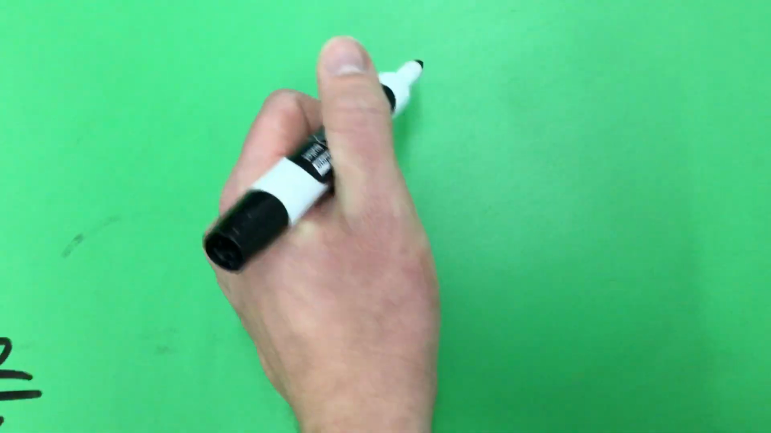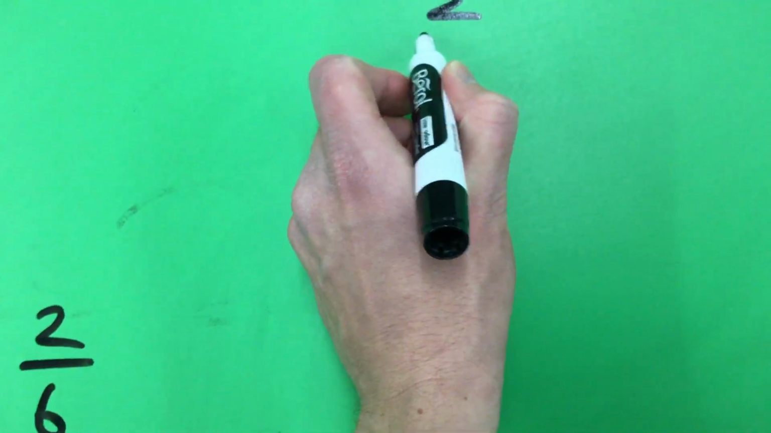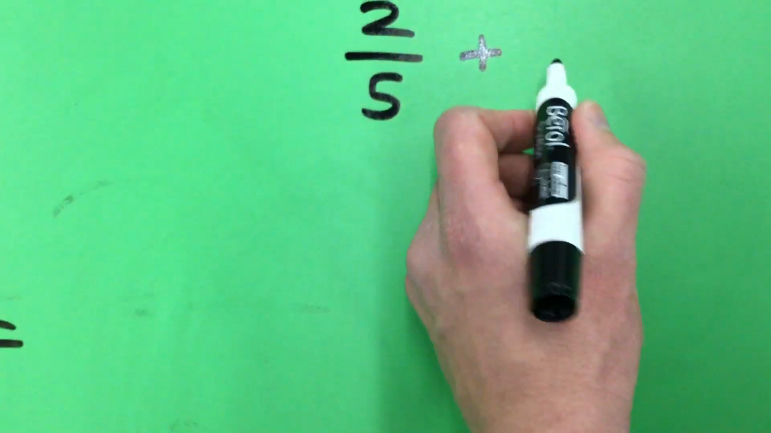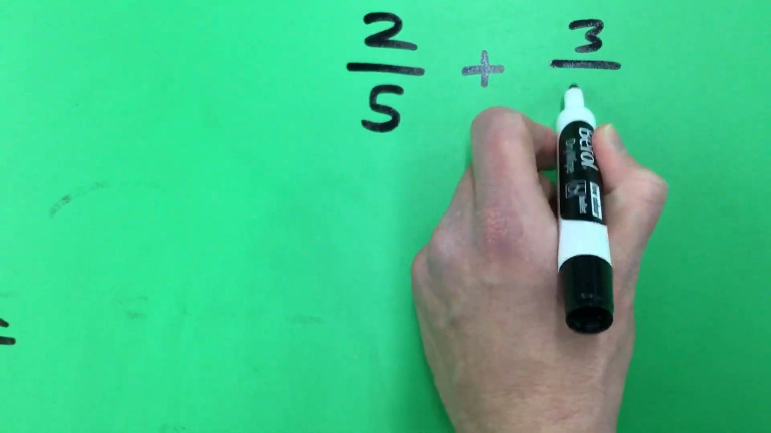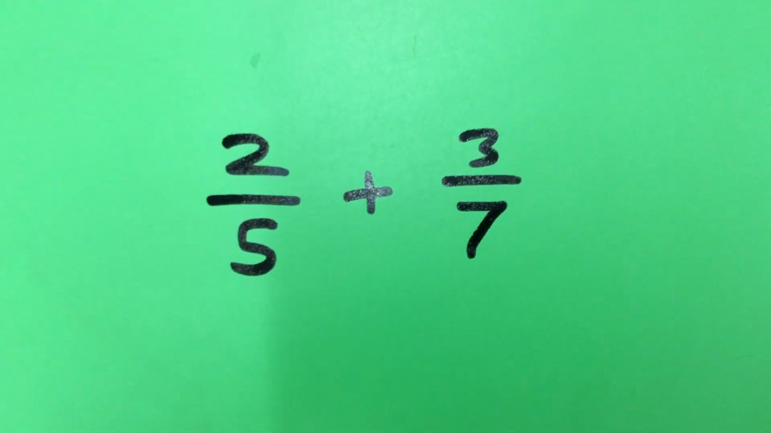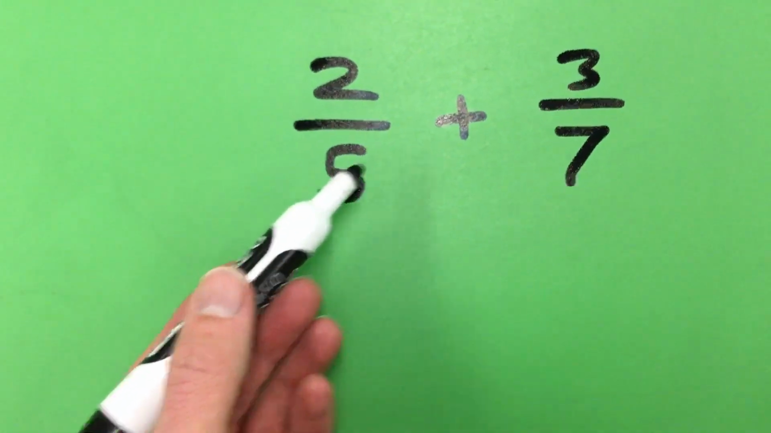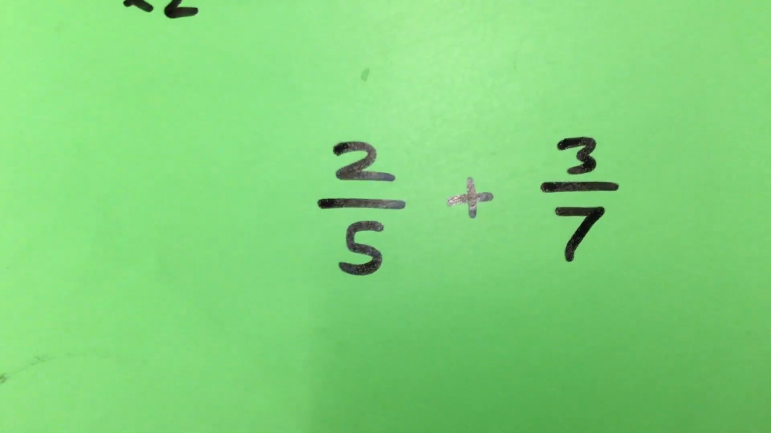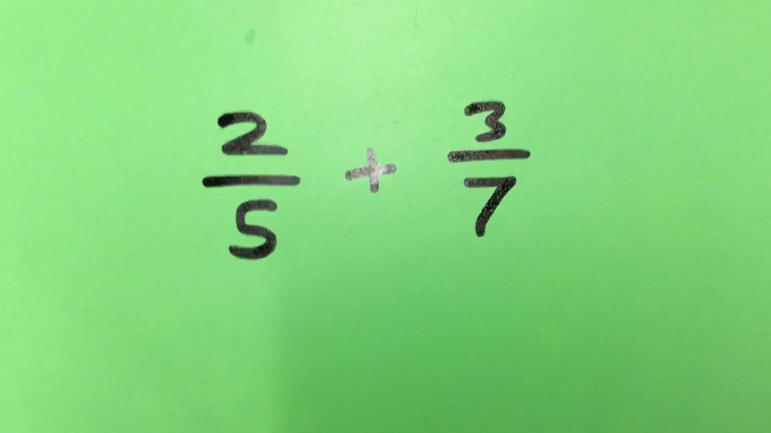Let's try one more example. I've got 2/5 and I'm going to add 3/7. Slightly more difficult example here. Now again, 5 is not a factor of 7. 7 is not a multiple of 5, so I cannot just change one of these fractions. I need to change both of them.